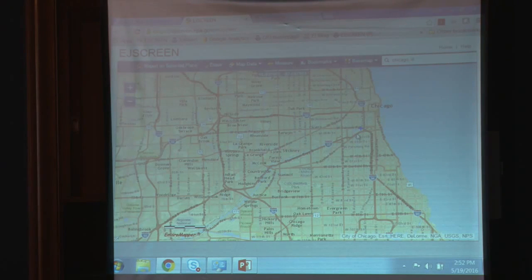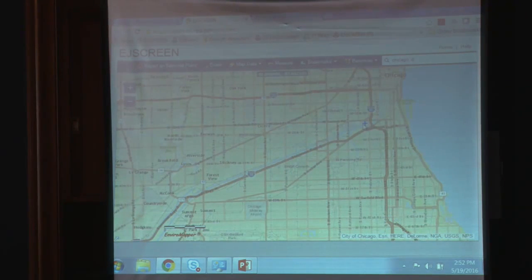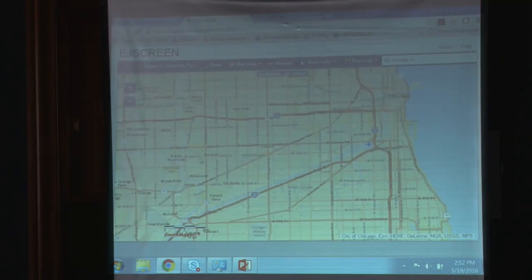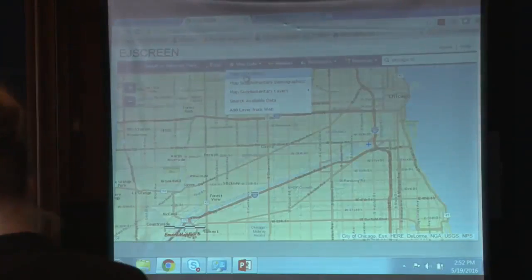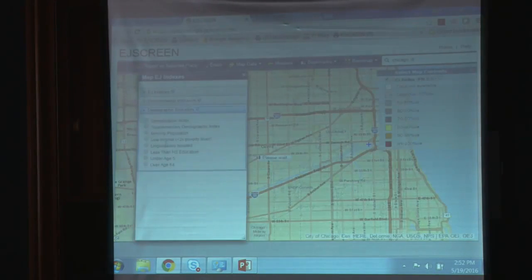So right here is actually the Fisk power plant, and the Crawford power plant's located right around here. And this is the neighborhoods of Pilsen and Little Village. So I'm going to start off by going into the demographic information.